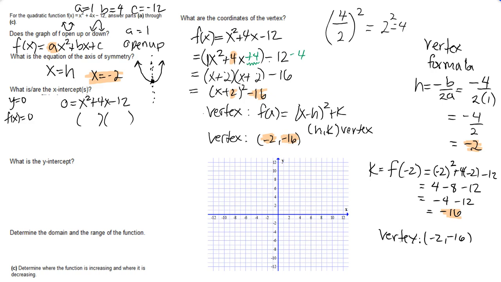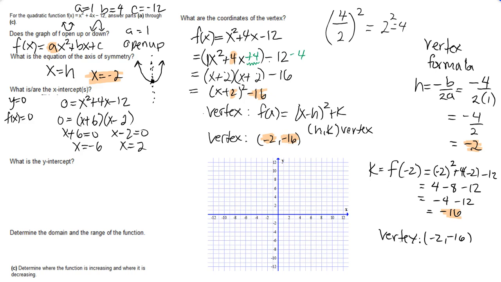So 12 is 6 times 2, and we could use a positive 6 and a negative 2. Okay, so that's the correct factorization. We would set each factor equal to 0 using the zero product property. Get x equals negative 6 and x equals 2. So those are our x-intercepts.